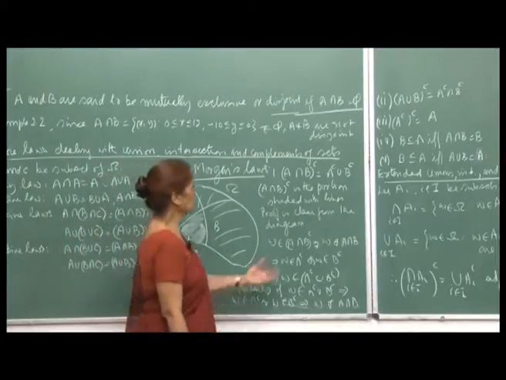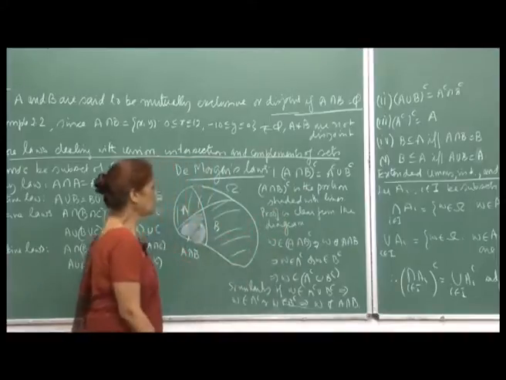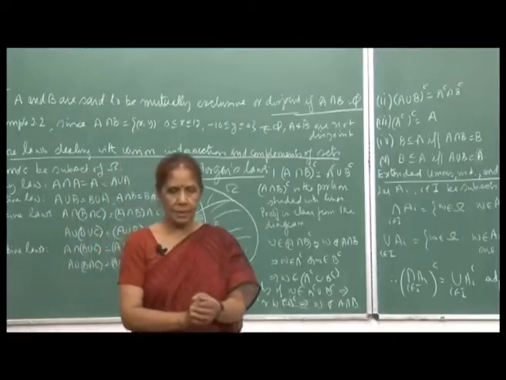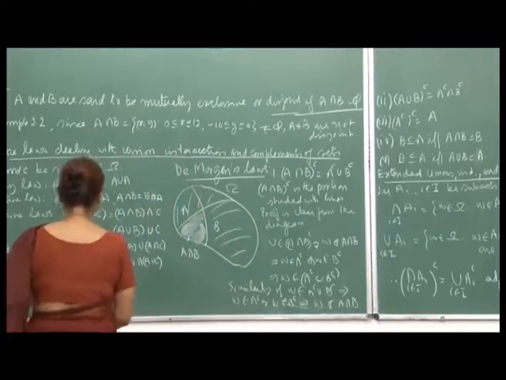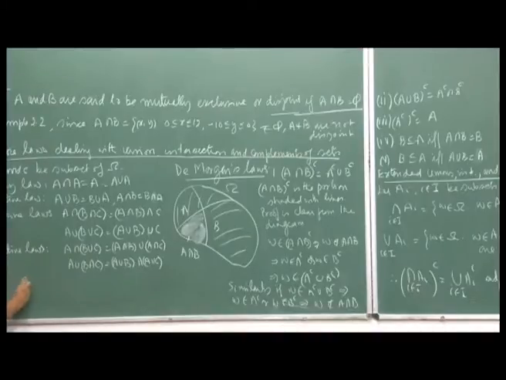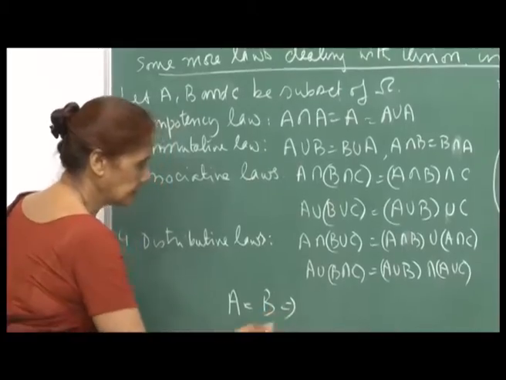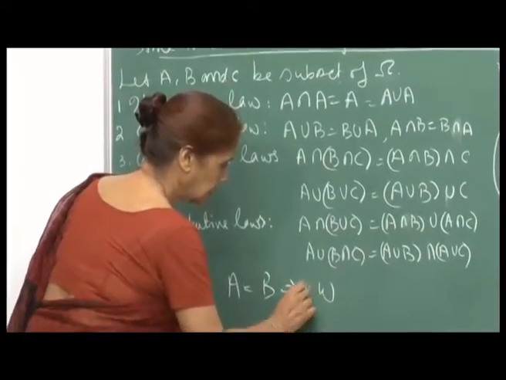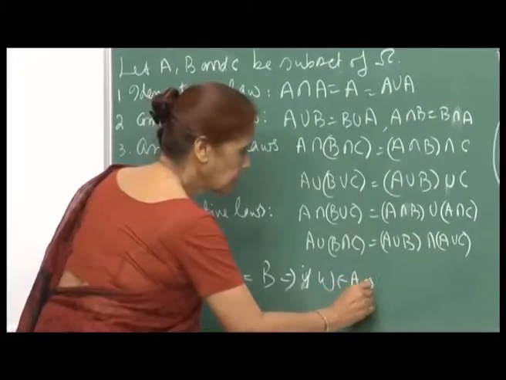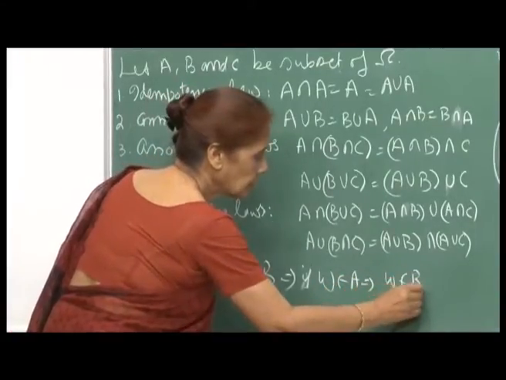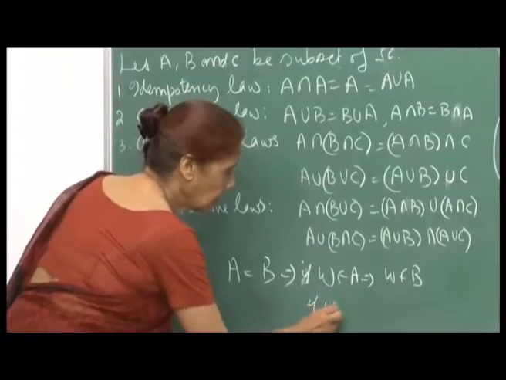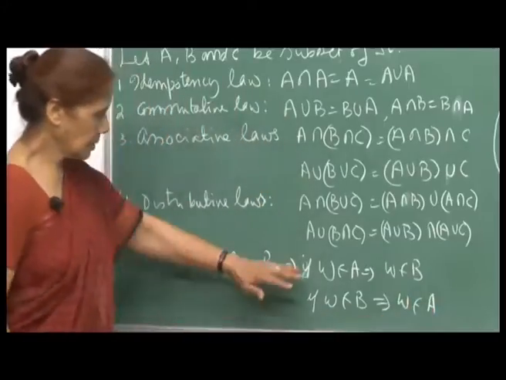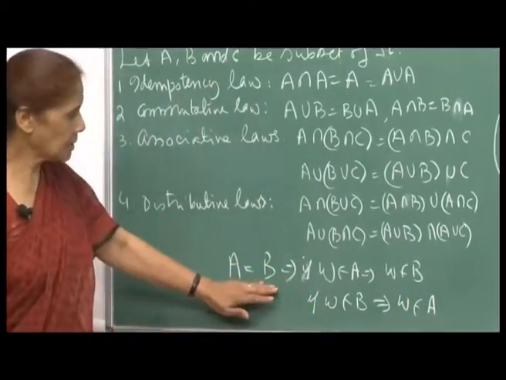Now, I did not say this in the beginning, but I should have said that whenever you want to say that two sets are equal, what does it mean? Maybe I should spell it out. A equal to B implies, component wise, that if omega belongs to A, this implies omega belongs to B, and if omega belongs to B, it should imply that omega belongs to A, right. This is the way of saying that the two sets are the same.